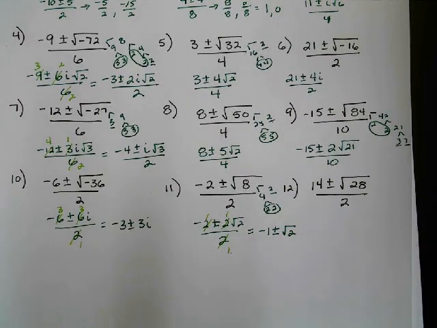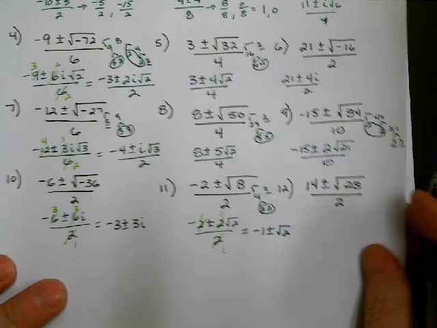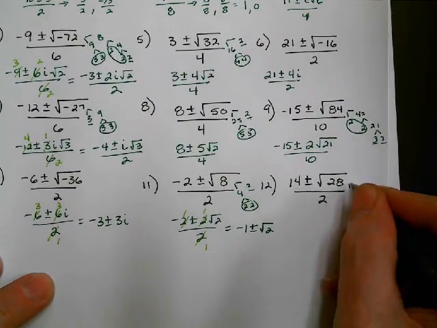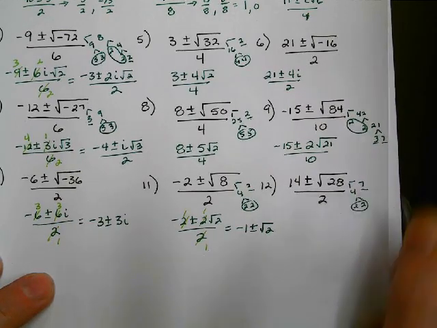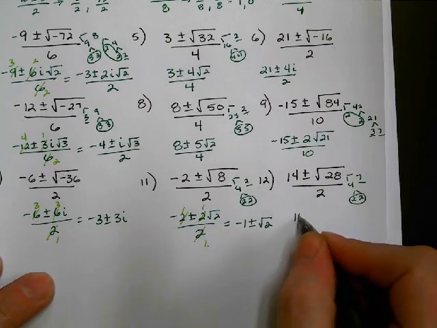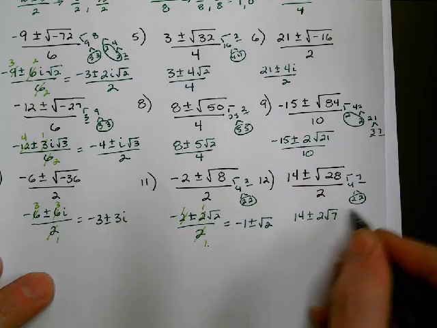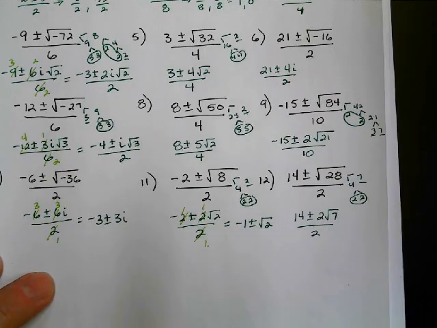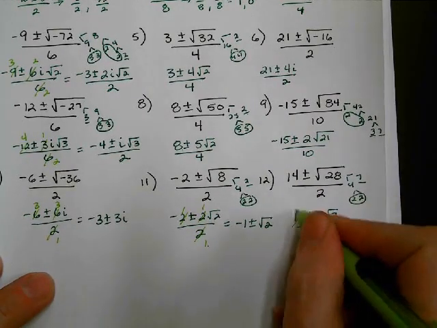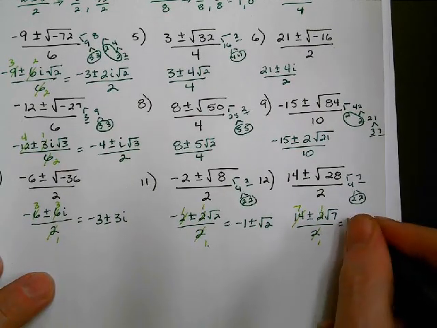Whew. All right, almost there. Next, we got 14 plus or minus root 28 over 2. 28 is 4 times 7, and 4 is 2 times 2. So I got a pair of 2s, 7 left over. So this would be 14 plus or minus 2 root 7, because the pairs go out, single stays in, over 2. All three of these do reduce by 2. So I'm going to make this into 7, this into 1, this into 1. Final answer is going to be 7 plus or minus root 7.